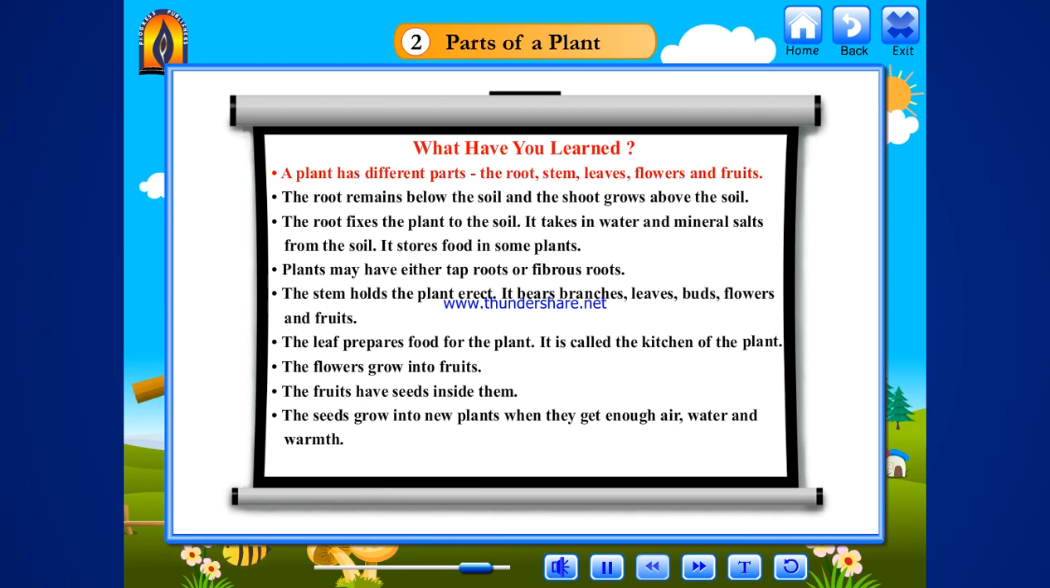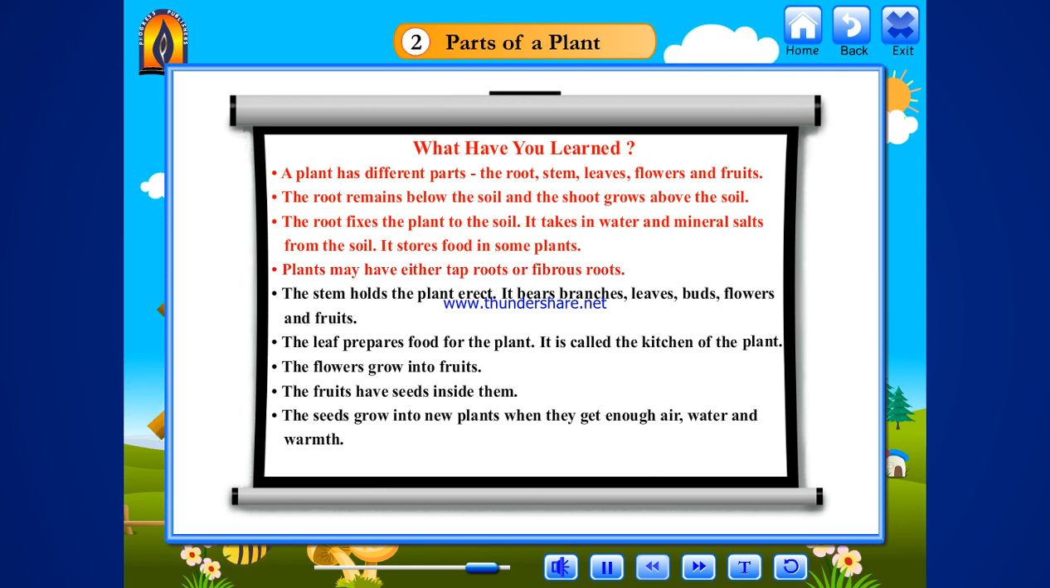What have you learned? A plant has different parts: the root, stem, leaves, flowers, and fruits. The root remains below the soil and the shoot grows above the soil. The root fixes the plant to the soil. It takes in water and mineral salts from the soil. It stores food in some plants.